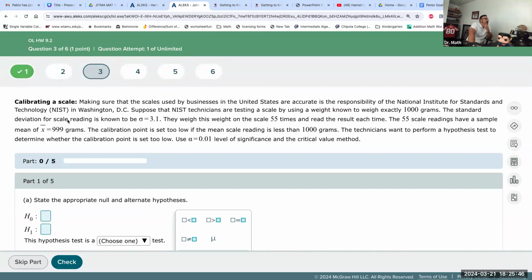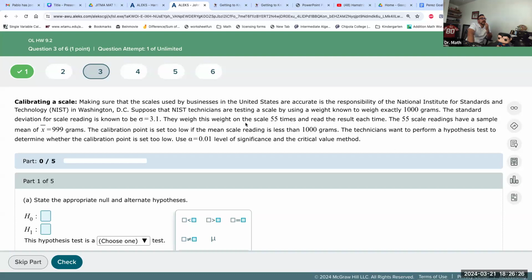All right, so calibrating a scale. Making sure that the scales used by businesses in the United States are accurate is the responsibility of the National Institute for Standards and Technology in Washington, D.C. Suppose that this organization of technicians are testing a scale by using a weight known to weigh exactly 1,000 grams, right? The standard deviation for the scale reading is known to be 3.1.